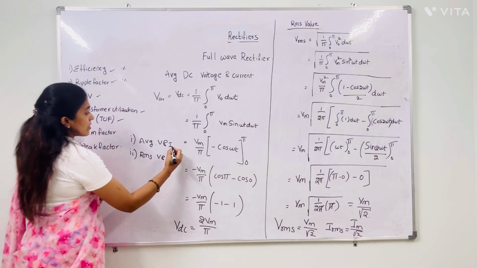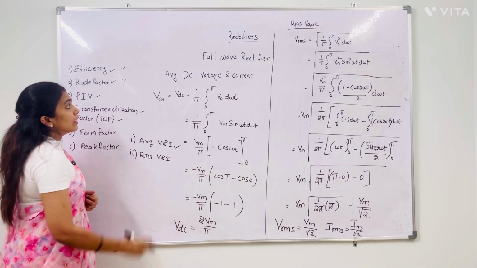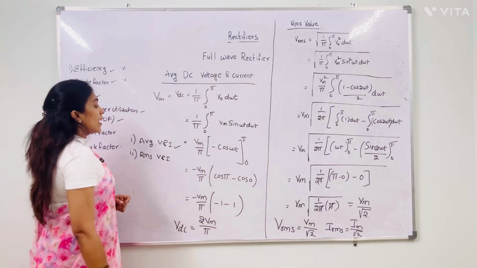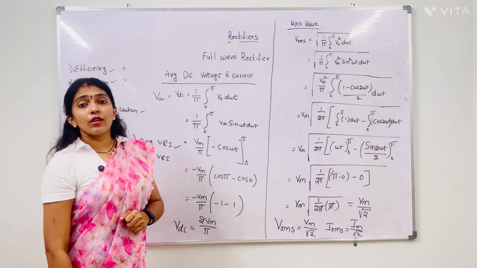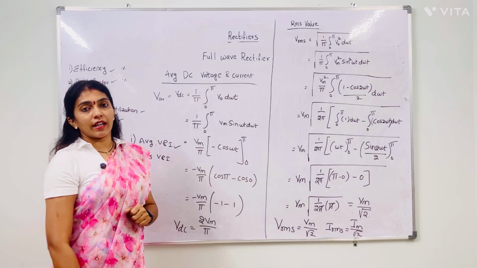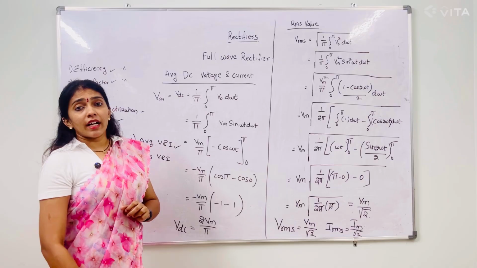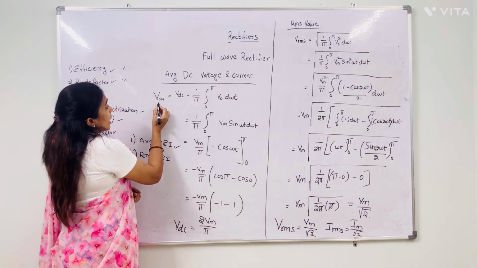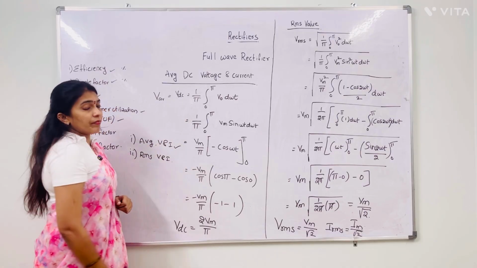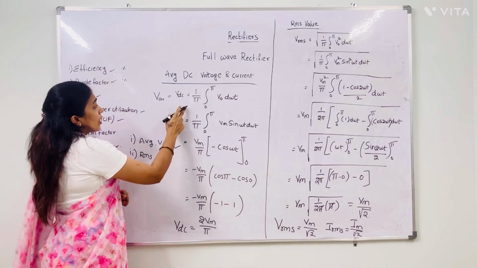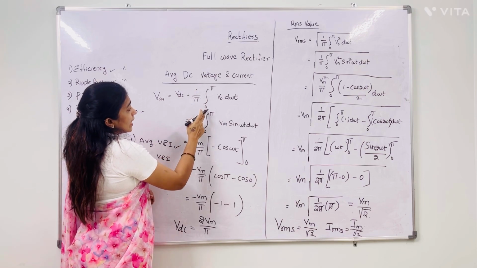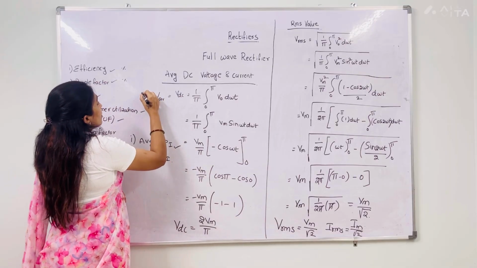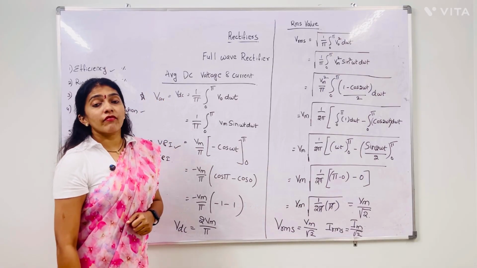So first we need to explain this and after this one. Average DC voltage and current. Average values of voltage and current mean output current or output voltage, which is in the form of DC. So that is why V average is equal to VDC, and the formula is 1 by pi integration 0 to pi V naught d omega t. This is the formula for average DC voltage VDC.